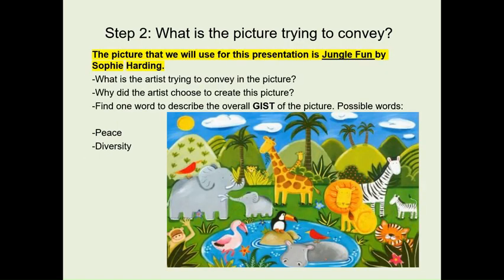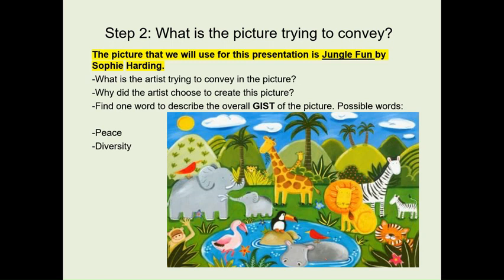Okay, step 2. When you find your picture, you need to figure out what the picture is trying to convey to me. We're going to use the picture Jungle Fun by Sophie Harding for this presentation. So if you look at this picture, you have to try and figure out what the artist is trying to convey in this picture. Why did the artist choose to create this picture? And find one word, the overall gist or summary of the picture.